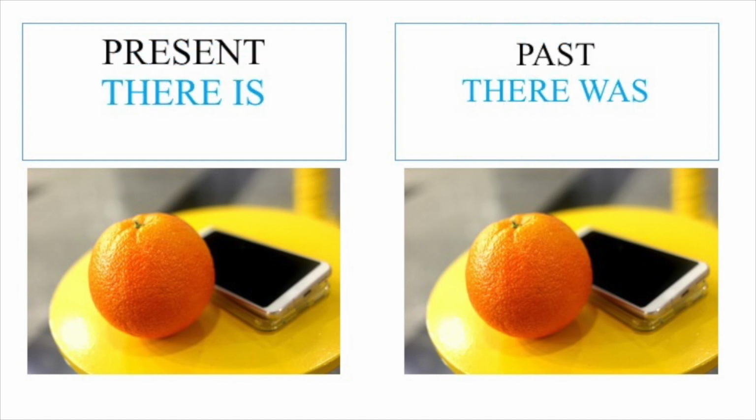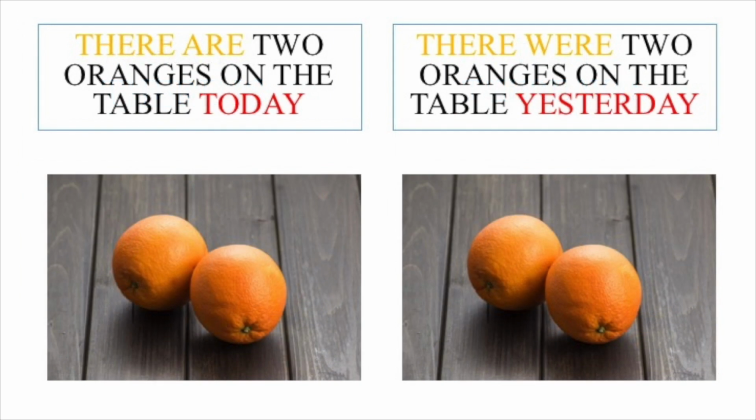Okay. Present, single object, there is. Past, single object, there was. Now, how many oranges? Singular or plural? Plural, well done. So will we say there is? There are. There are 2 oranges on the table today. Notice plural. So what do we add at the end of orange, guys?